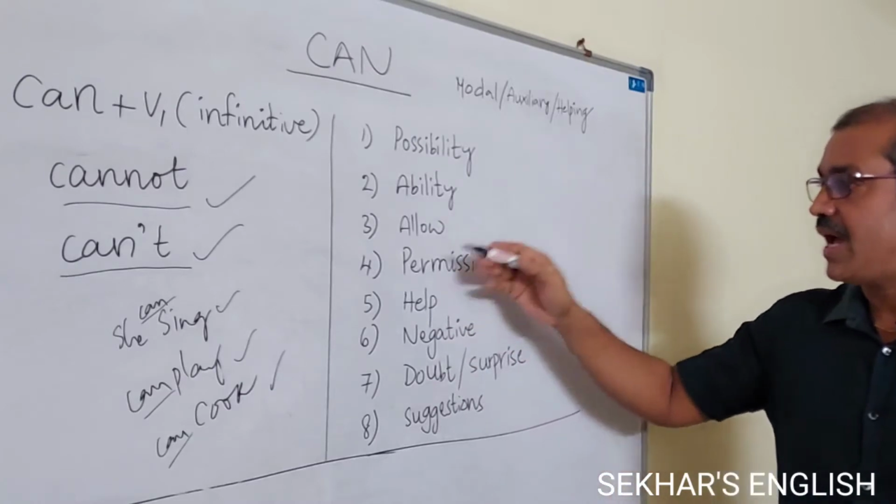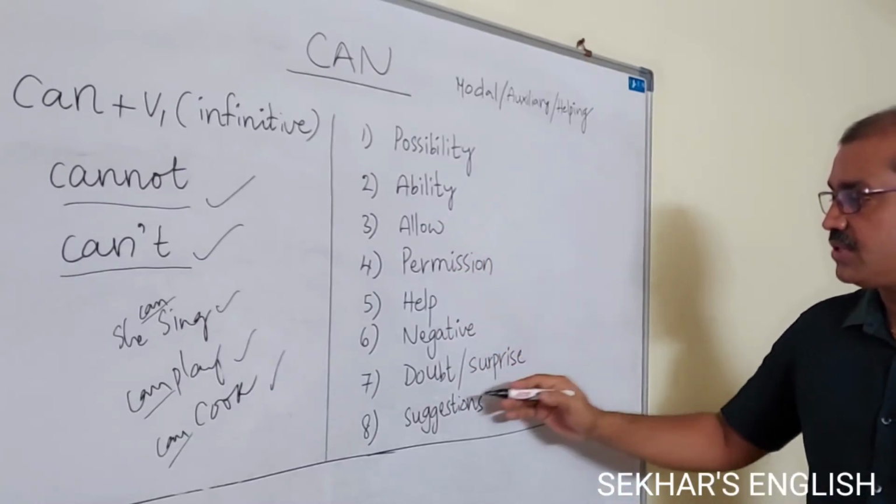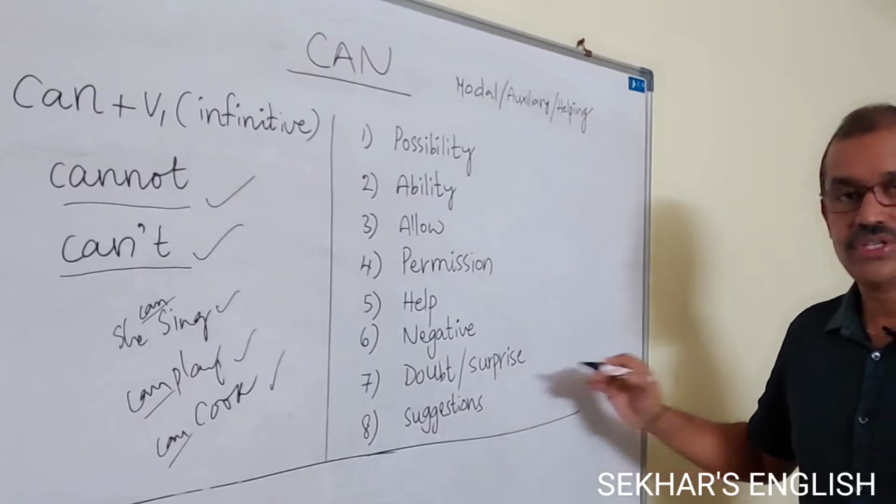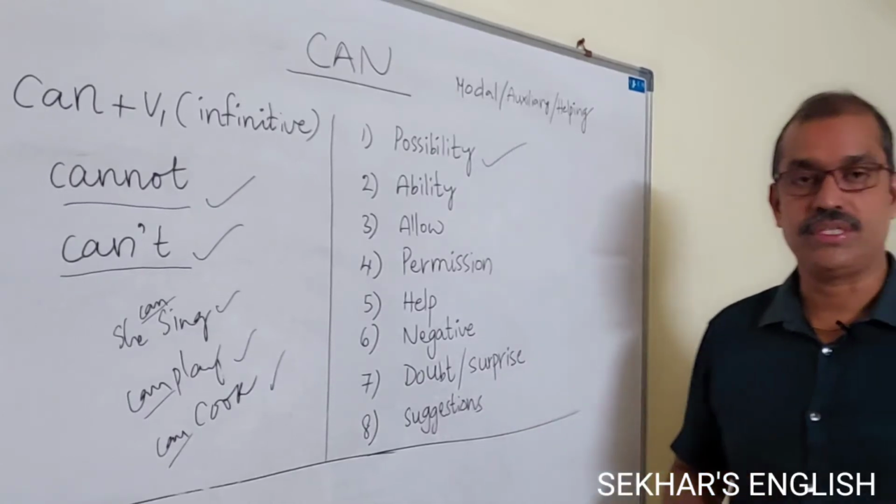Okay, friends, here we have 8 occasions where we can use can. Possibility, ability, allow, permission, help, negative, doubt or surprise, and suggestions. The first one is possibility.